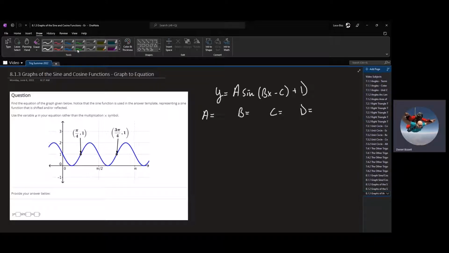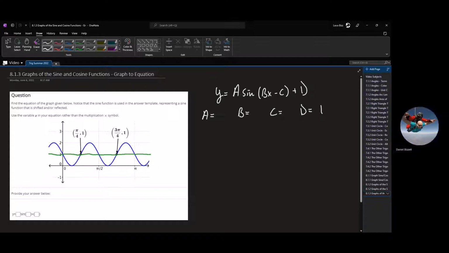Okay, let's start with the easy one, which is our vertical shift. We can see that our midline is right here at positive 1. So if that's our midline and we've been shifted upwards 1, we know that our D is a positive 1 because we went up 1.